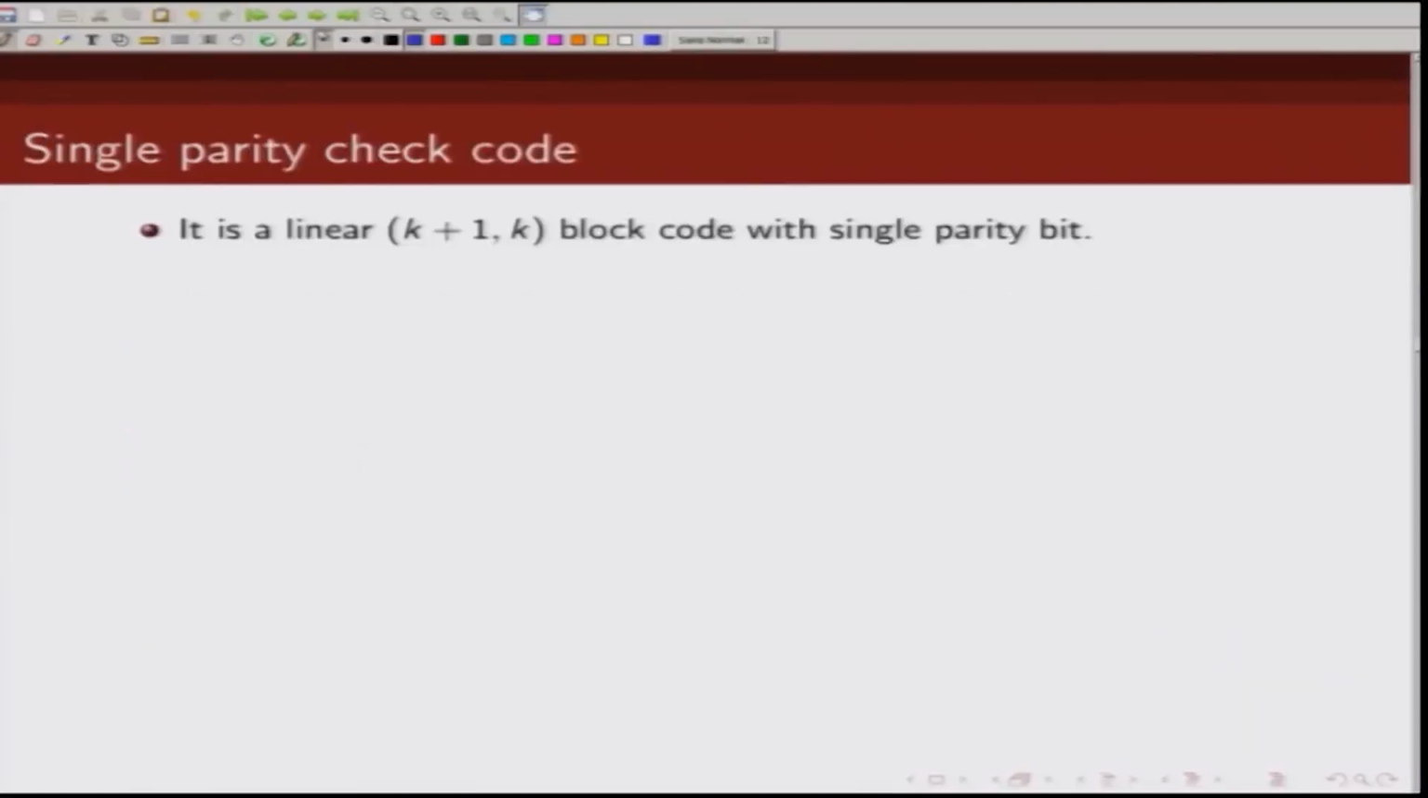Let us look at another example of a linear block code. This is the single parity check code. As the name suggests, we are adding one single parity check bit. So, the information sequence length is k, and n here is given by k plus 1. And how do we generate this single parity check bit?